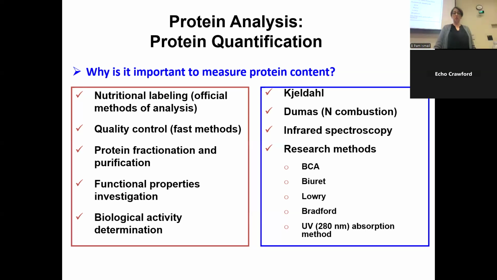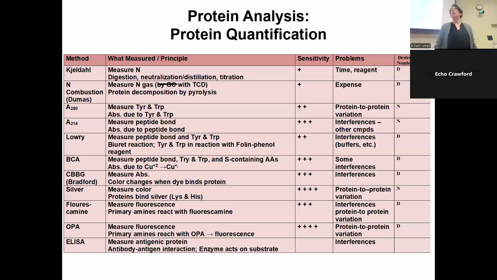Okay, good. All right. So now this you are going to memorize. No, you're not going to memorize. It's a reference table. It's basically giving you all different types of methods of analysis and the principles.